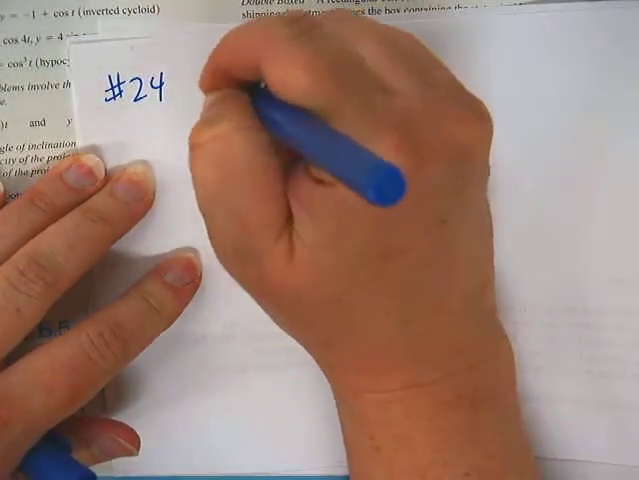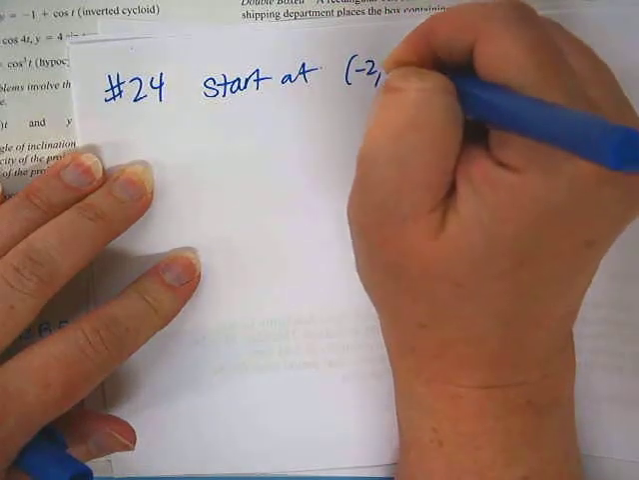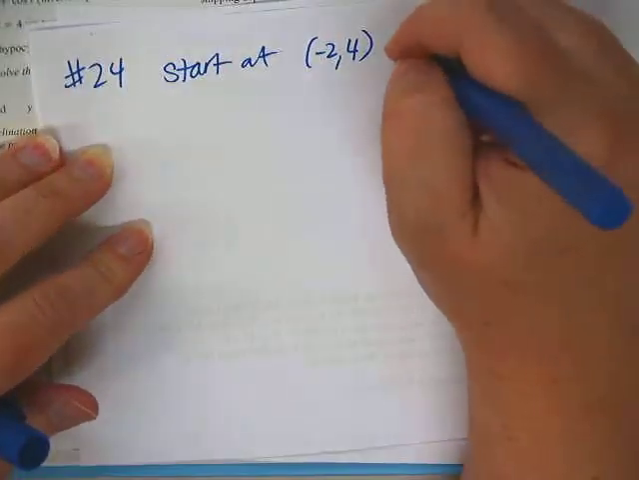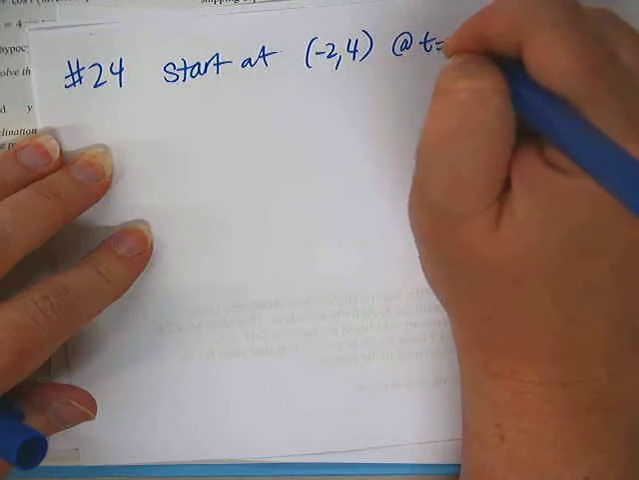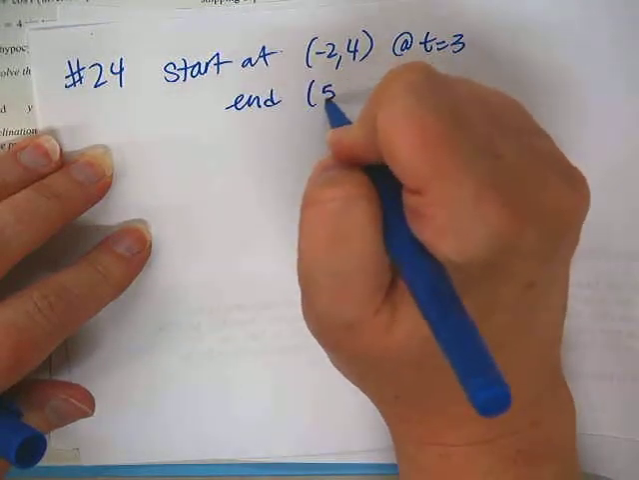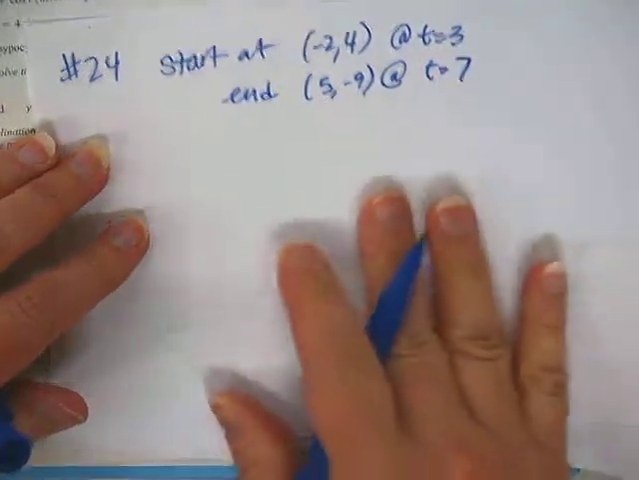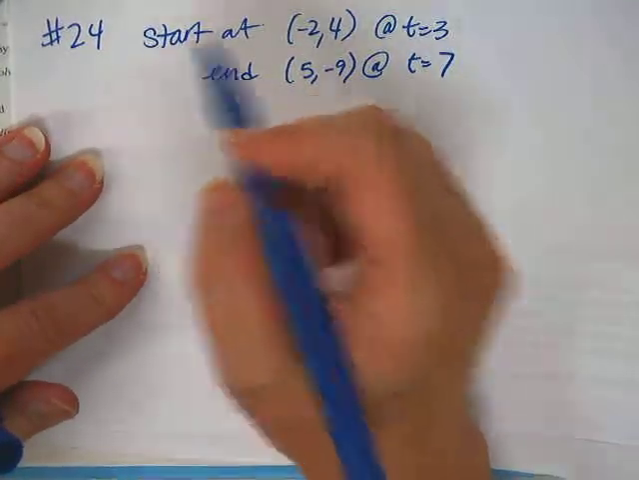Alright, 24 is a line segment. Start at negative 2, 4, at t equals 3, and end at the point 5, negative 9, at t equals 7.